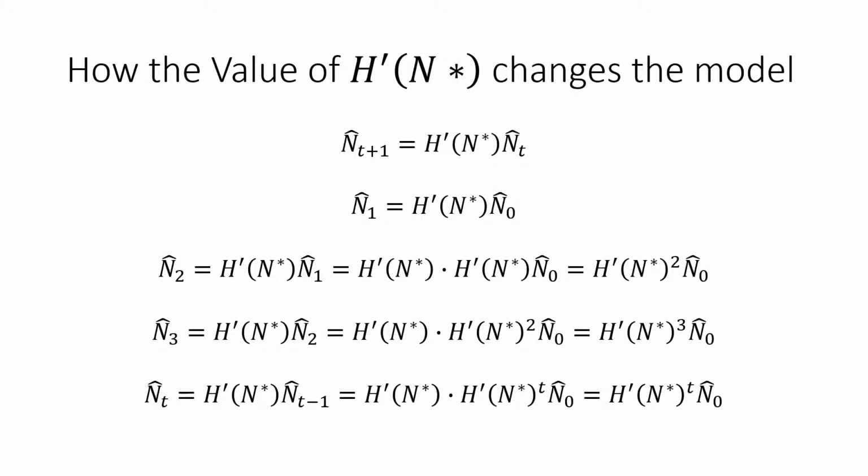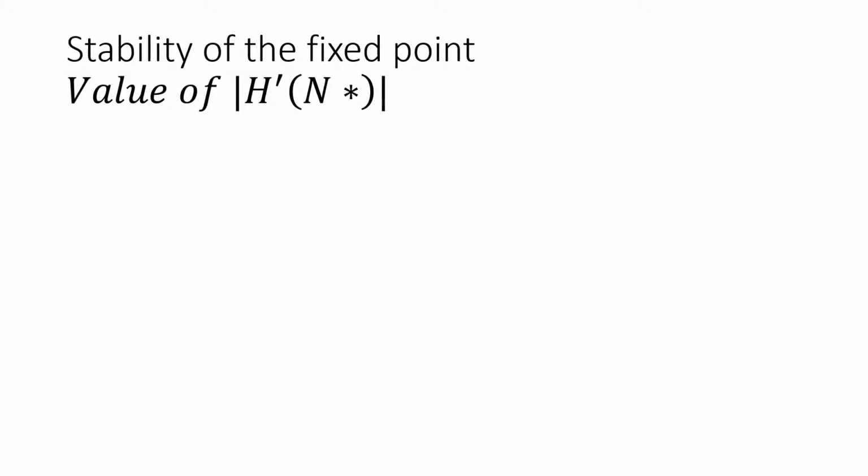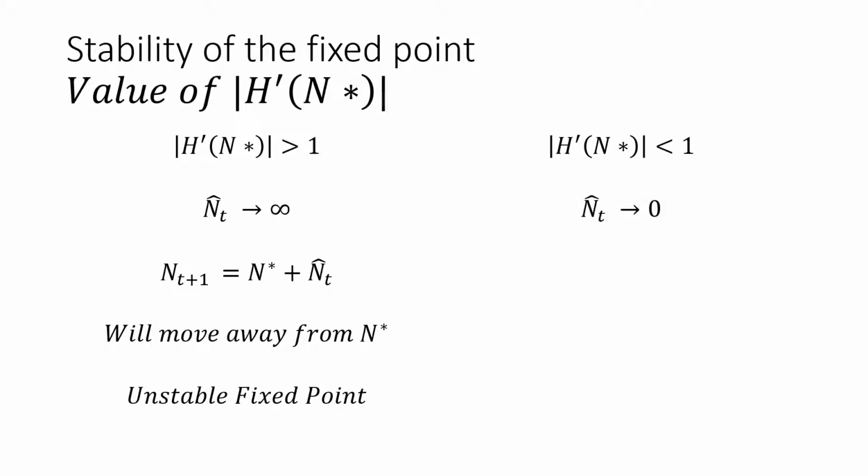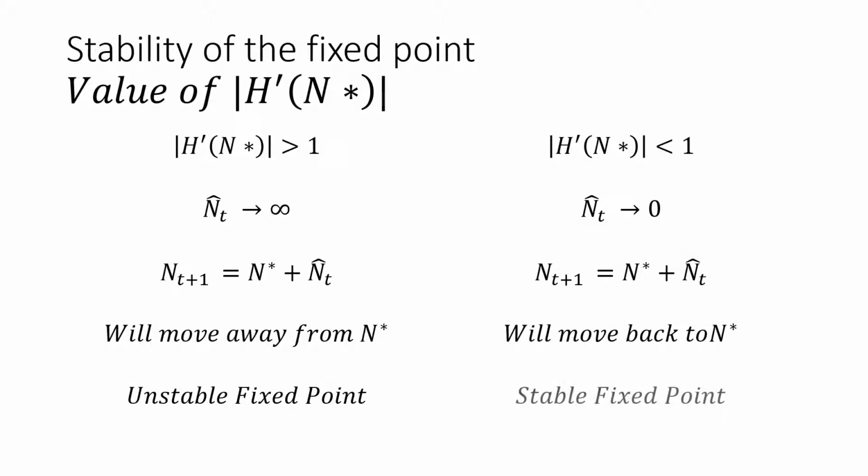Based on the different values of h prime(n star), we can now formulate a definition for the stability of a fixed point. If the modulus of h prime(n star) is greater than 1, then as time increases, h prime(n star) to the t will increase away from 0, so the value of n_t+1 will increase as well. This is known as an unstable fixed point. If the modulus of h prime(n star) is less than 1, then as t increases, h prime(n star) to the power of t will decrease towards 0 because we're just multiplying it by a smaller number each time. So the value of n_t+1 will tend back to the fixed point n star. This is known as a stable fixed point.